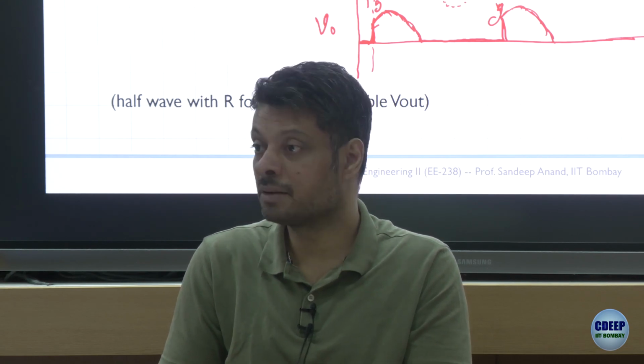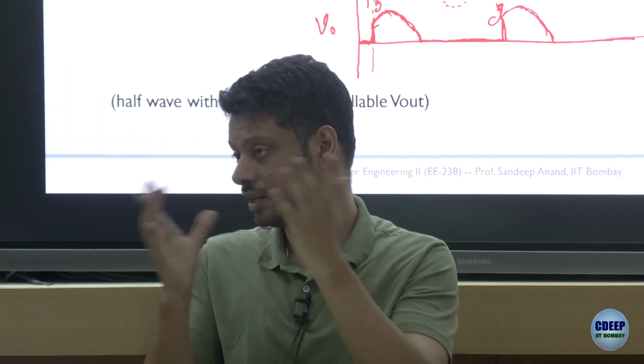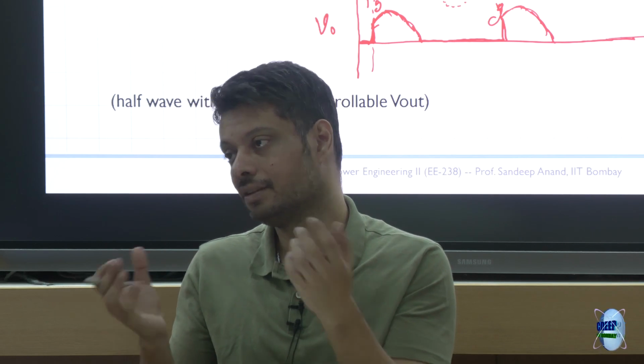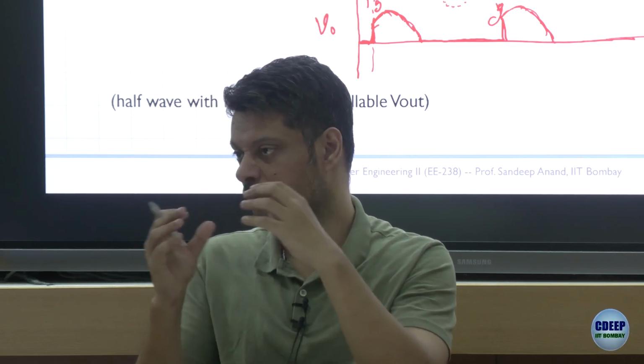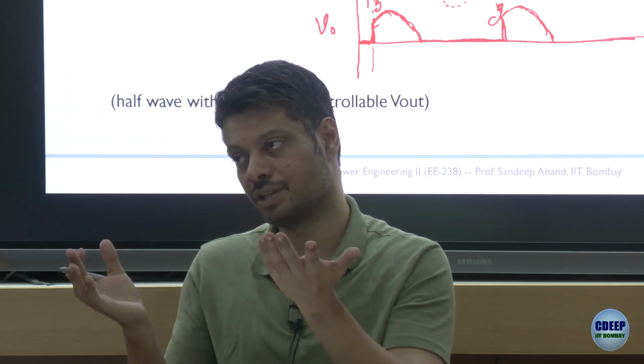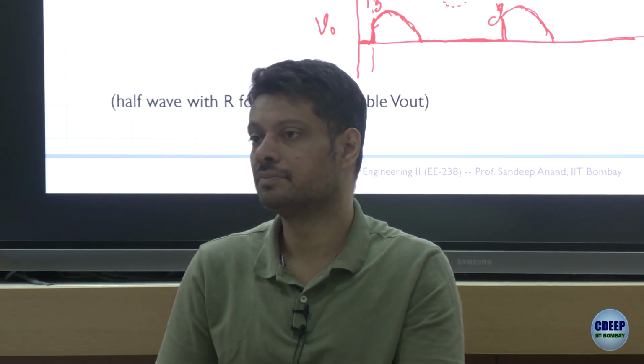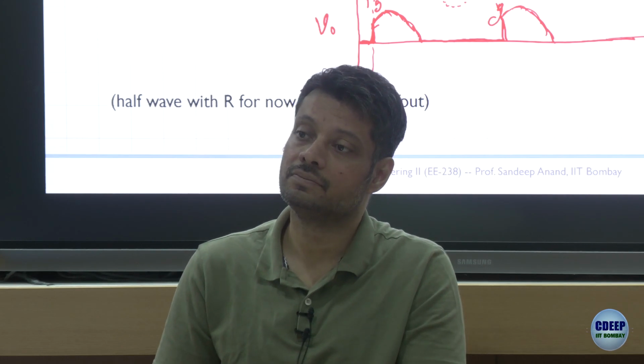Yeah, when the current becomes 0, right, the arc extinguishes and it just becomes off. You can imagine, there was an arc, current was flowing, current becomes 0, the arc extinguishes, it just turns off, right?